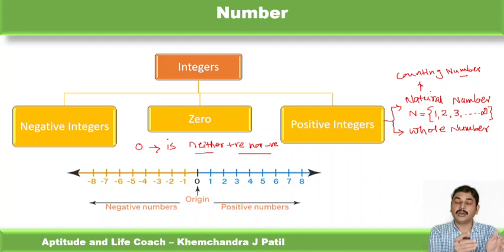And you can say that all numbers from 1 onward are known as natural numbers. 0 is not a natural number. The smallest natural number is 1.